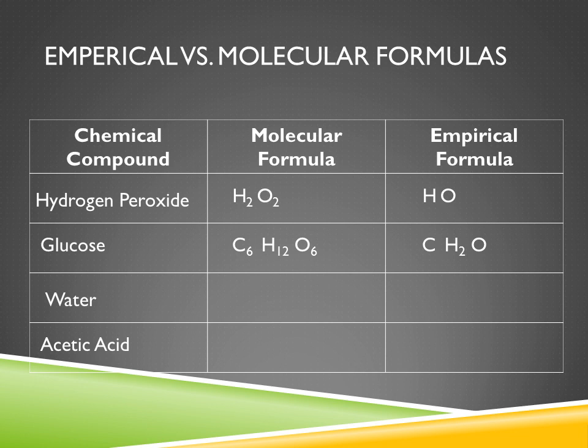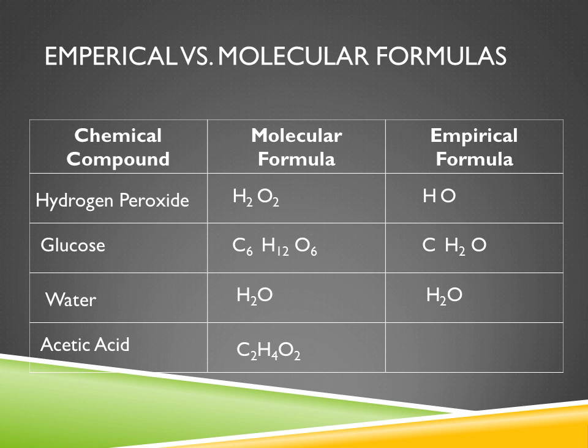Now, here's the next example, water. Water has a molecular formula of H2O. Does it have a common number? No, it does not, because there's 2 hydrogens and 1 oxygen. The most common number is going to be 1. So the final empirical formula, the smallest ratio, is going to be H2O because it is already at its simplest ratio. And my final example is going to be acetic acid.